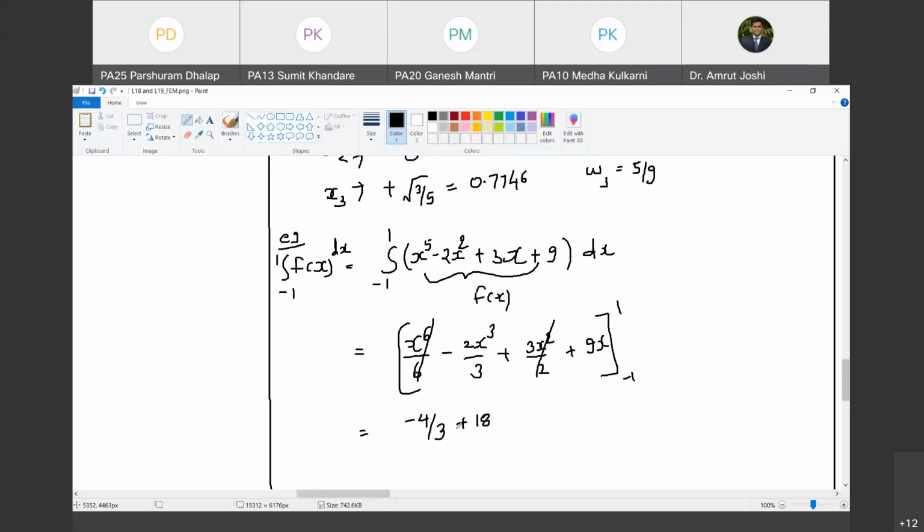Yes, sir. So now LCM is 3. So 18 3s are 54. So 54 minus 4. So the answer is 50 by 3. Agreed?